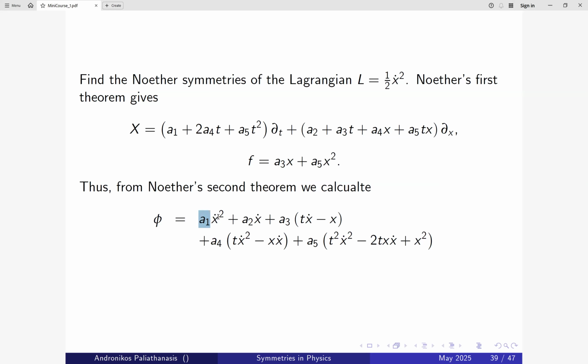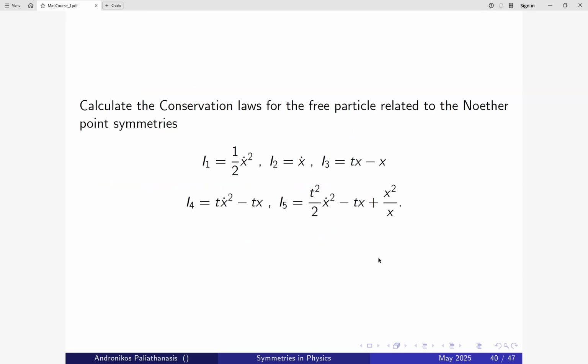As you can see, if we take only the coefficient A1, this is nothing else than the conservation law of energy. A2 is nothing else than the conservation law of momentum. And this is a Galilean boost, and these are generalized symmetries. Now, these are the conservation laws expressed in this form.